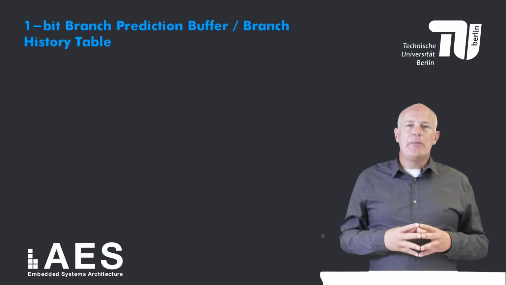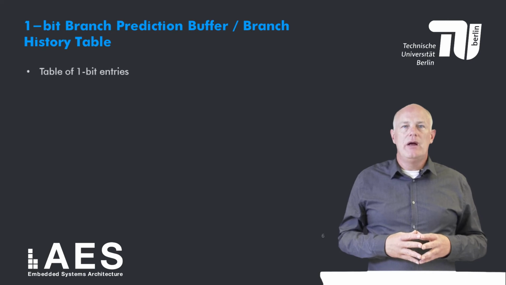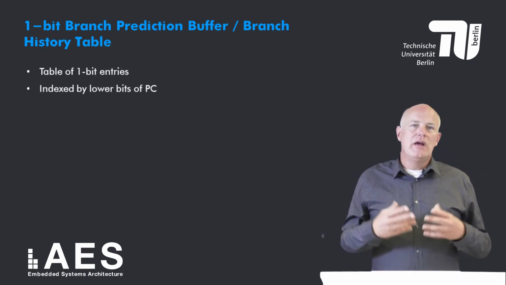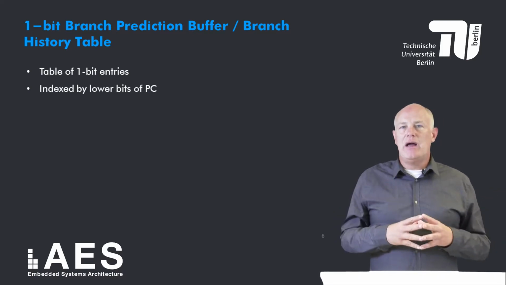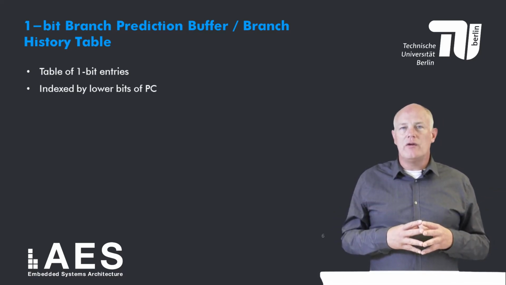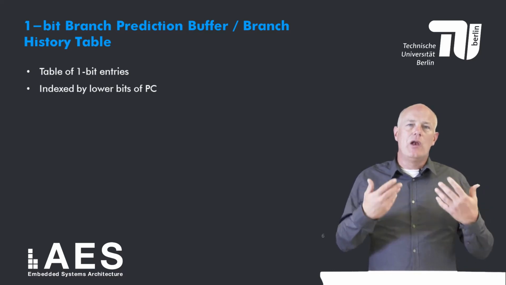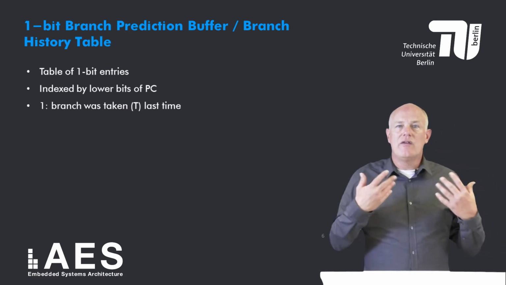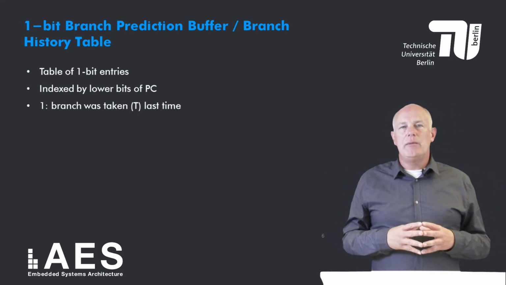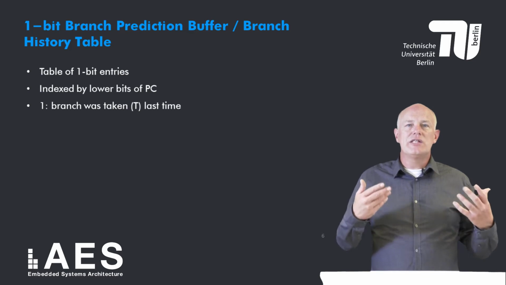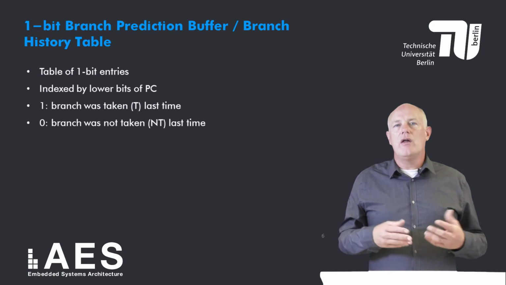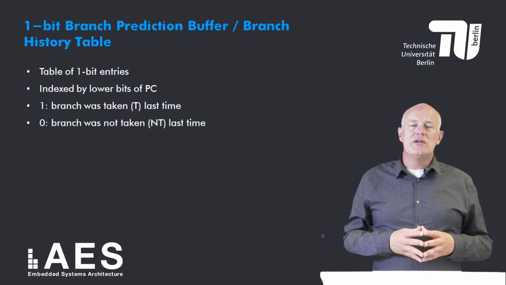The simplest dynamic branch predictor is a 1-bit branch prediction buffer or branch history table. A branch prediction buffer is a table of 1-bit entries. This table is indexed by the lower bits of the program counter. In other words, it is indexed by the lower portion of the branch address. If the index entry is a 1, the branch was taken the last time it was executed, so the entries are set when the branch is executed. If the index entry is 0, on the other hand, the branch was not taken the previous time it was executed.